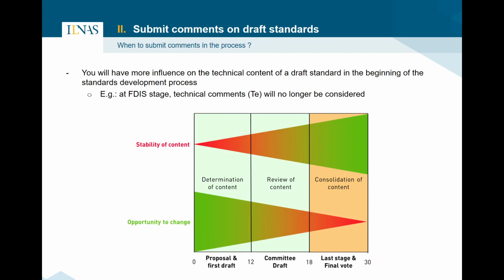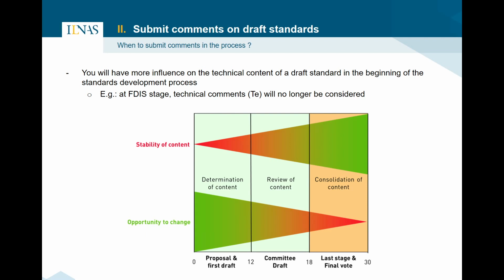So now as you know how to submit a comment, it is also important to know when you should submit comments in the standardization process. On the slide you can see a graphic, and on the horizontal axis you can see the standardization process. The 0, 12, 18 and 30 represent the months in the standardization process. In the first part, related to the proposal and first draft, the aim is the determination of the content. In the committee draft stage, the objective is more the review of the content, and in the last stage and final vote, the objective is related to the consolidation of the content.